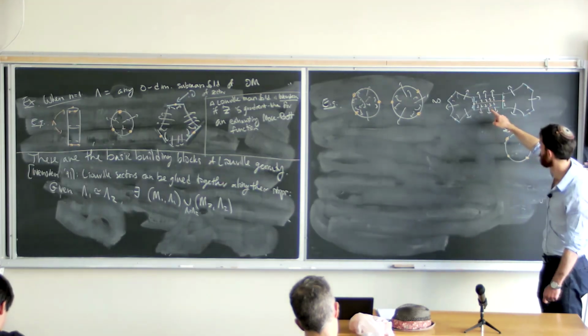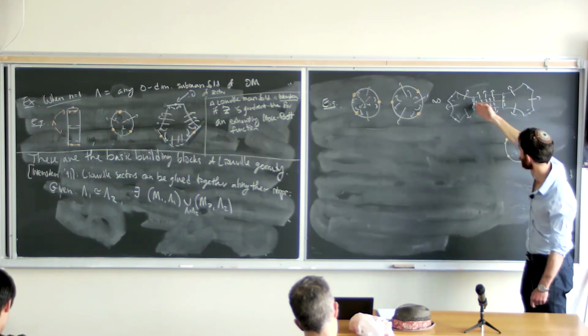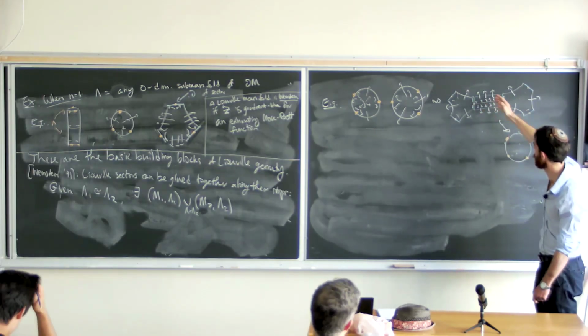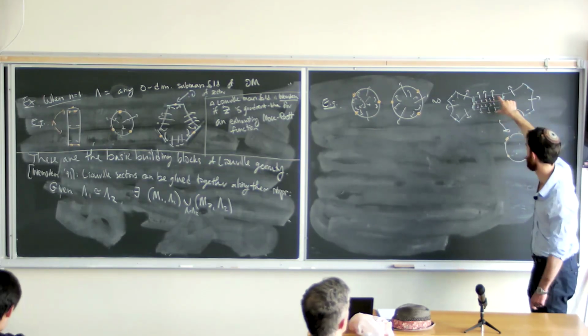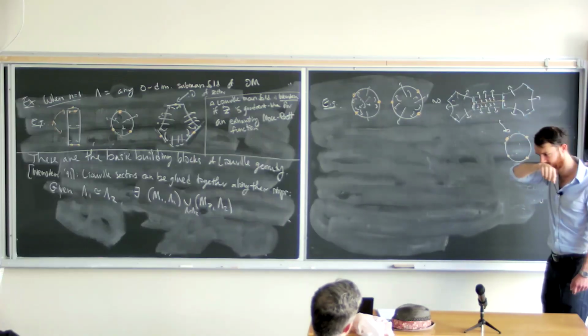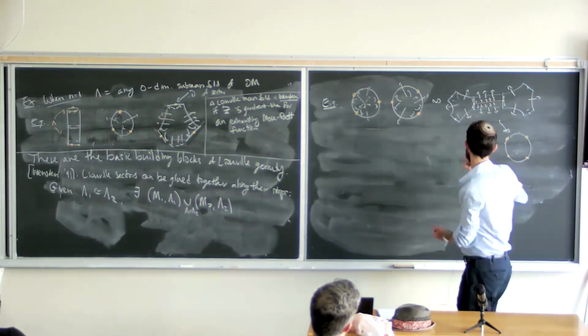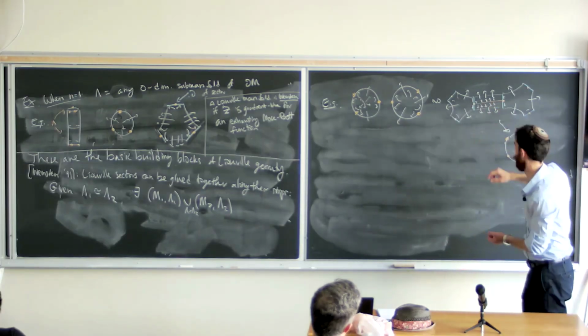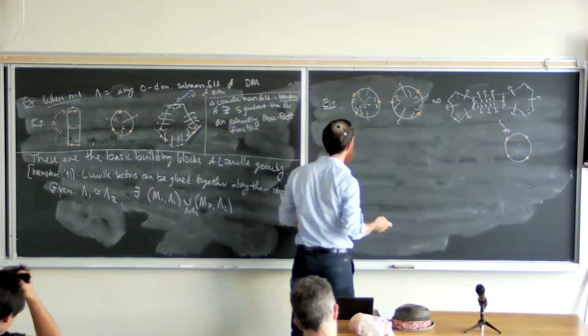I guess I've drawn the picture here. So this picture is telling me that I have this Liouville sector here and this Liouville sector here, and they're intersecting along this Liouville sector here. So this Liouville sector in the middle is a disk with 2 marked points.